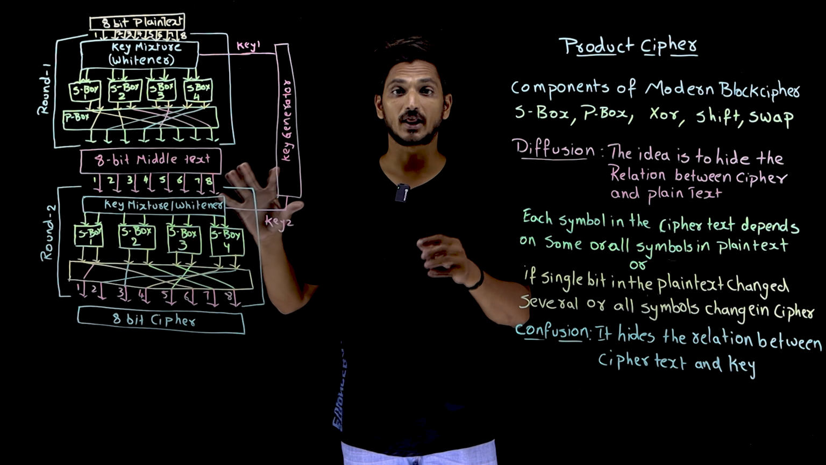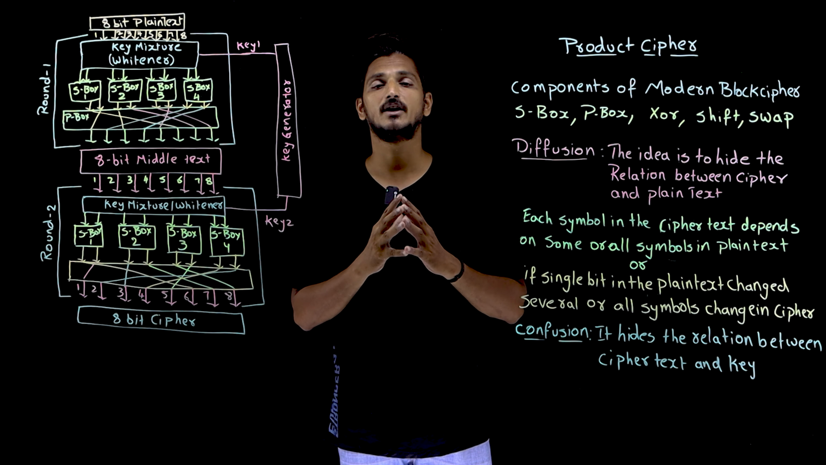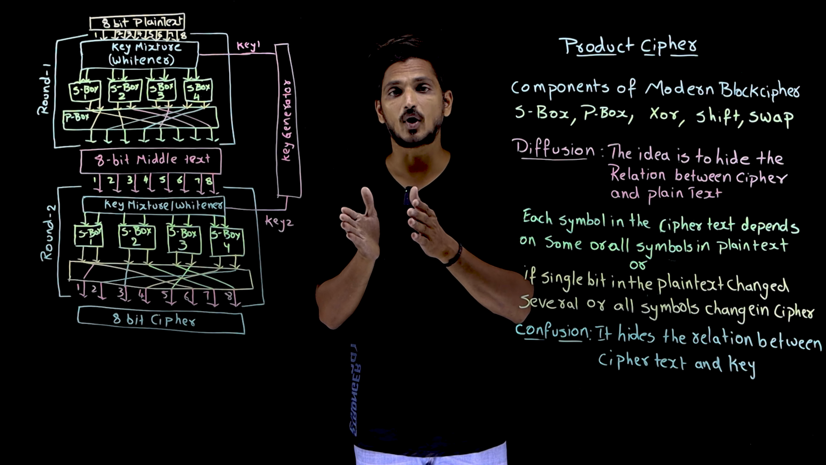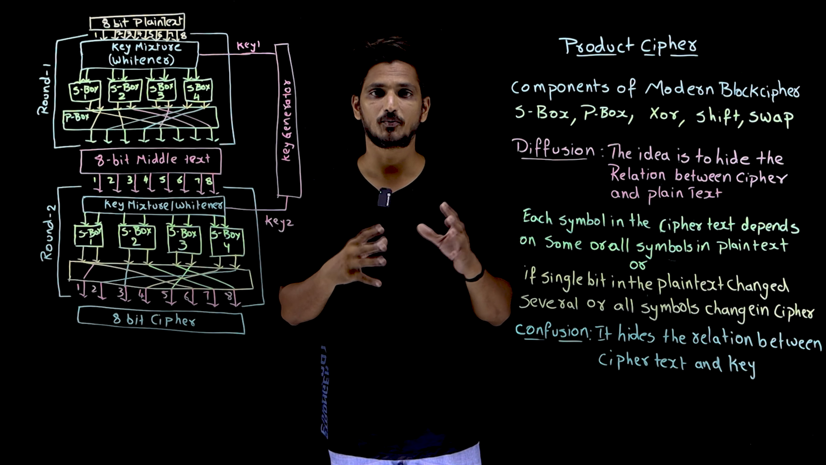Is our product cipher really providing this diffusion and confusion? Yes, it is providing diffusion and confusion. How it is providing, we are going to understand with an example in our next class. Hope you understand the concept of product cipher.